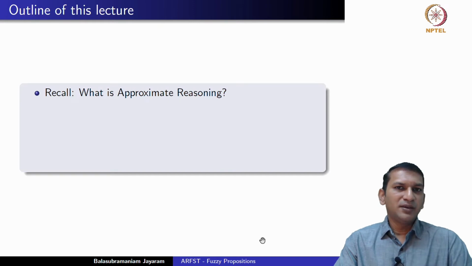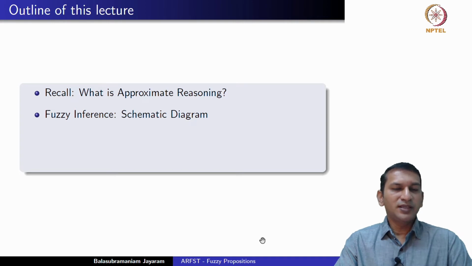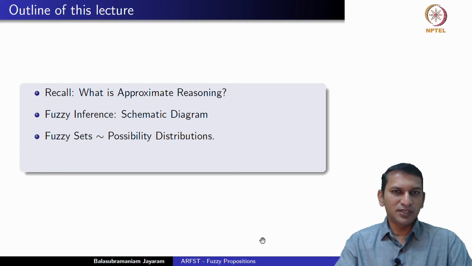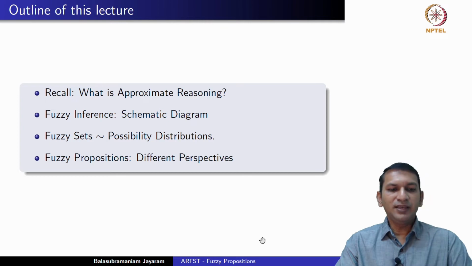We will begin by recalling what is approximate reasoning, as we will understand and explore in this course. We will look at a schematic diagram of a fuzzy inference system. We will look at some different interpretations of fuzzy sets also. And finally, we will look into fuzzy propositions from different perspectives.